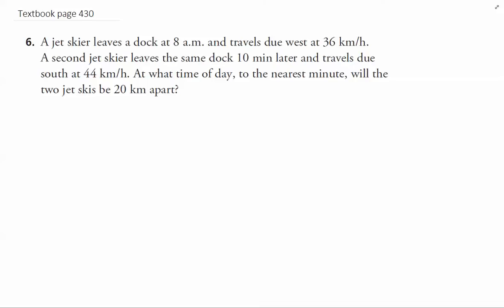So this is an example where we're going to create a right triangle. We have an object traveling west and another traveling south. West and south are perpendicular to each other. And so we want to know when they are 20 kilometers apart. So we're working with displacement.